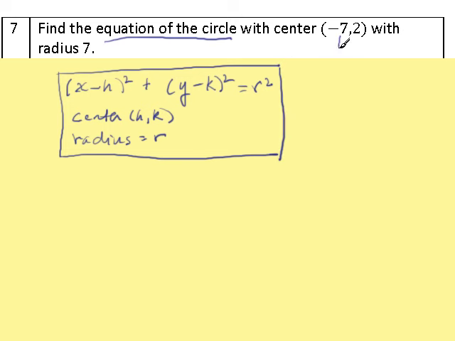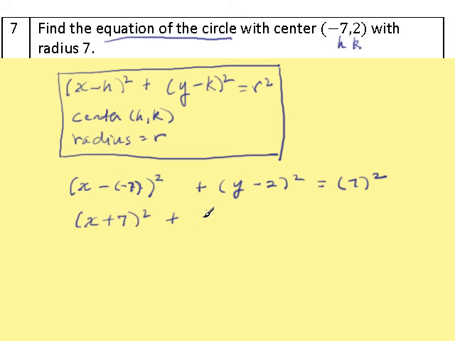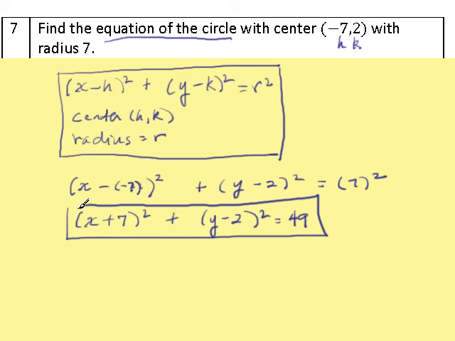So in our case, h is minus 7 and k is 2, and r is 7. So we have x subtract minus 7 squared plus (y minus 2) squared is equal to 7 squared. Okay, let's rewrite this. This minus minus 7 we'll write as (x plus 7) squared plus (y minus 2) squared is equal to 49. So there's our equation.